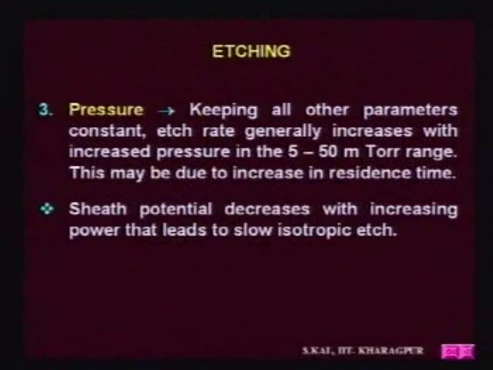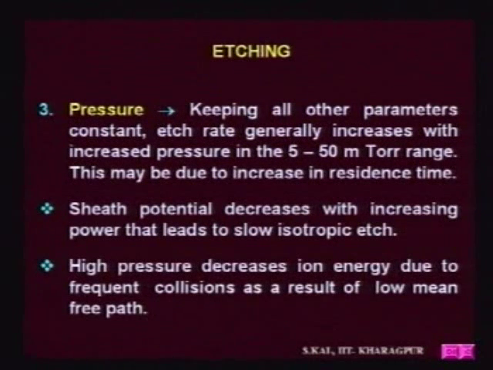Next, sheath potential decreases with increasing pressure, that leads to slow isotropic etch. Sheath potential, that is the electrode sheath, and another sheath will be formed in the chamber with plasma, that decreases with increasing pressure, which basically leads to slow isotropic etch. High pressure decreases ion energy due to frequent collisions as a result of low mean free path. That is another point you have to consider.